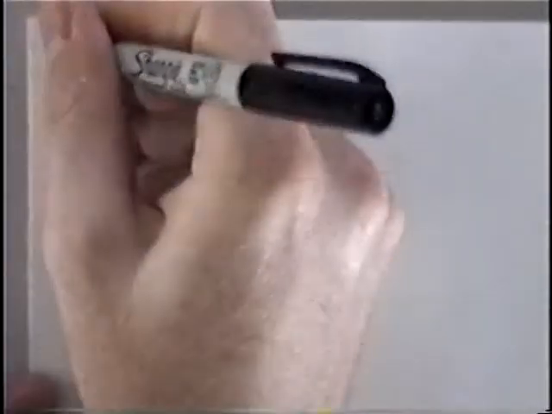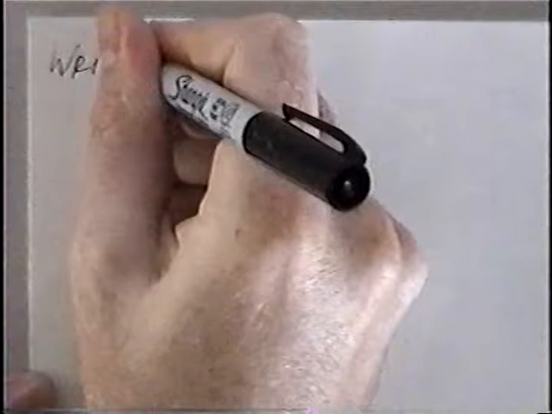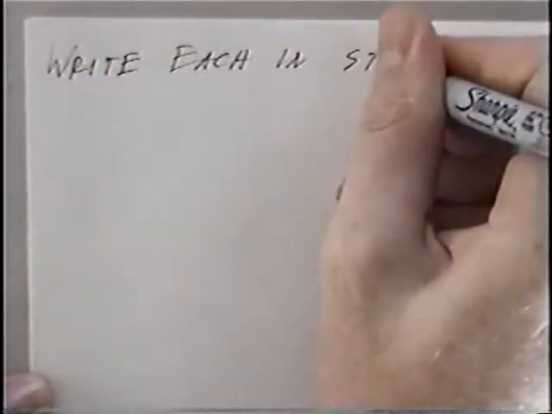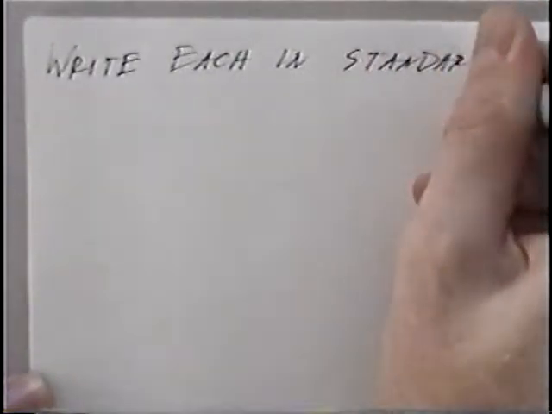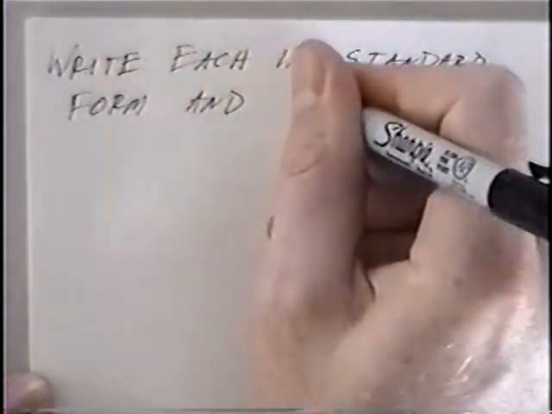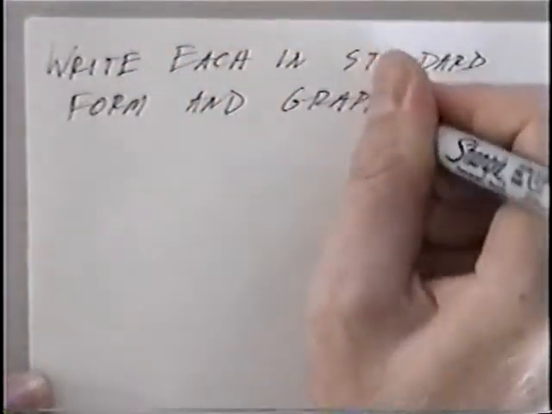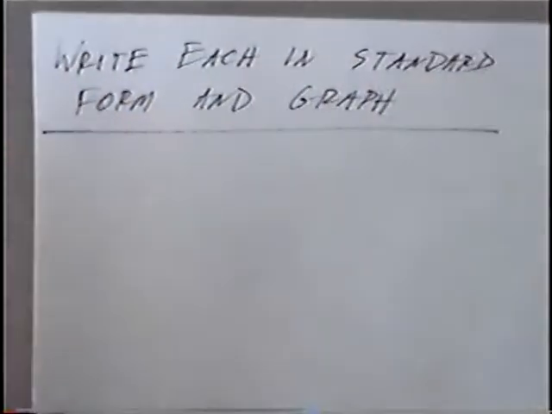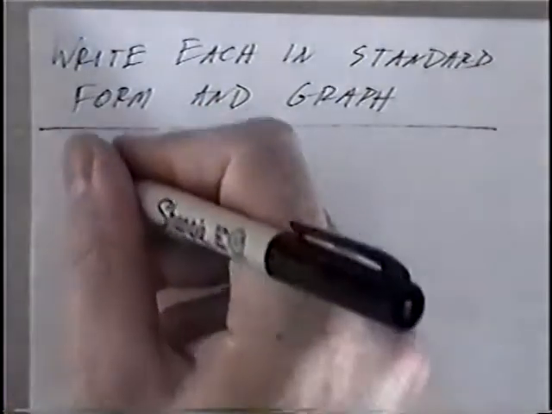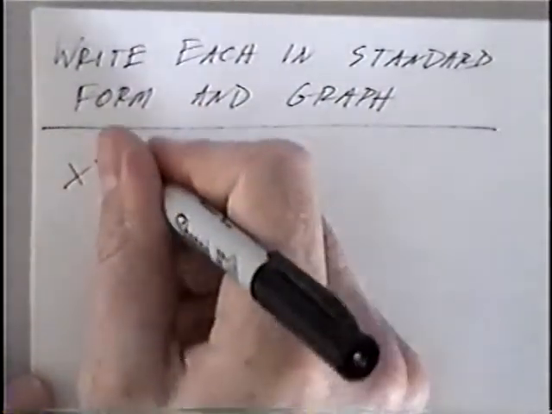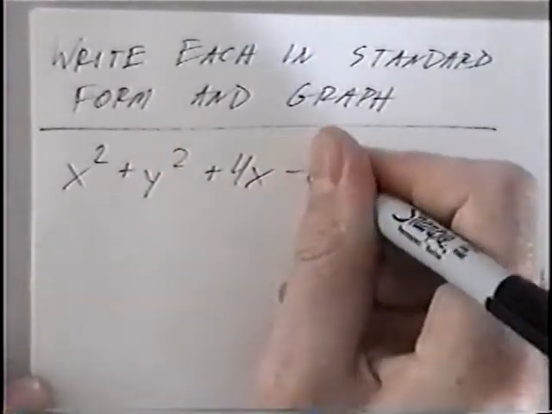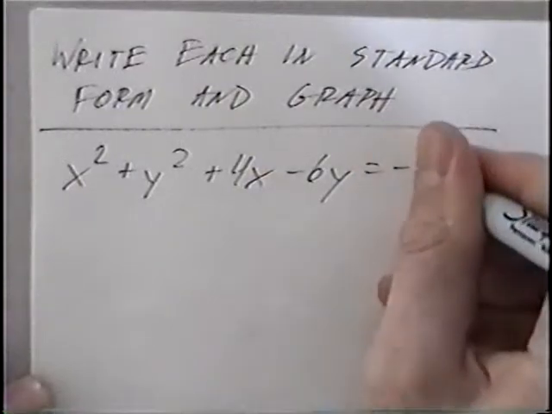Title of the last section is write each in standard form and graph. First equation and only equation for this section is x squared plus y squared plus 4x minus 6y equals -4.